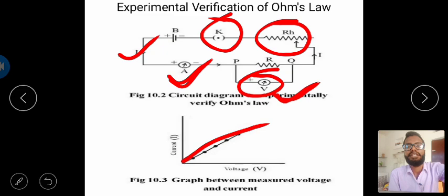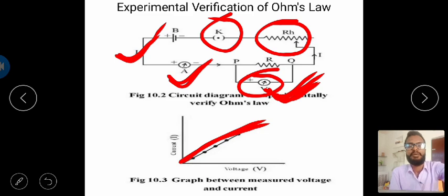If we decrease the value of current, then the value of voltage will also be low. If we increase the value of current, then the value of voltage will also increase. So we draw the graph between the measured voltage and the current as a straight line, which represents that the potential difference in a circuit is directly proportional to the current flowing in the circuit.